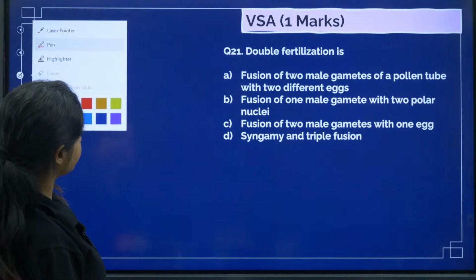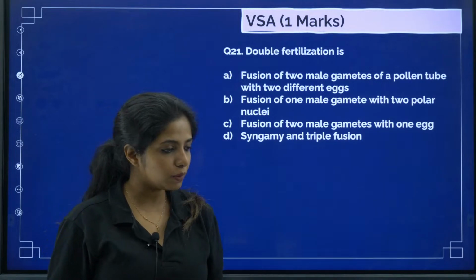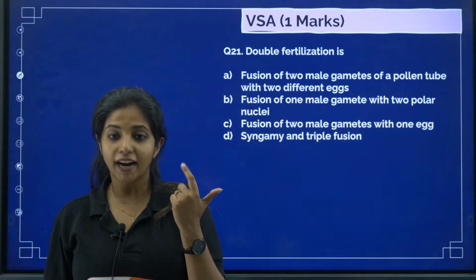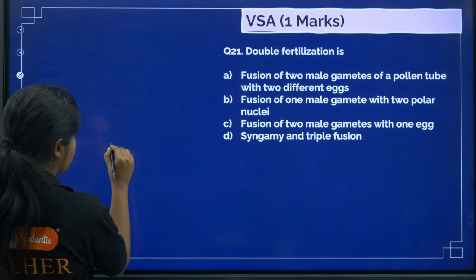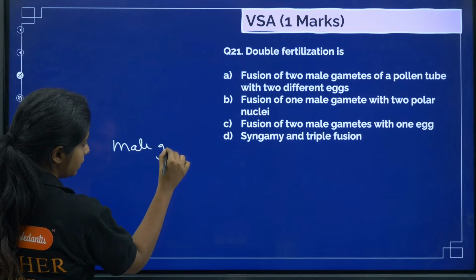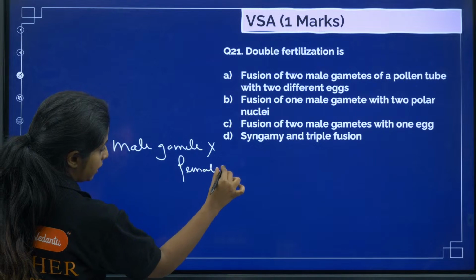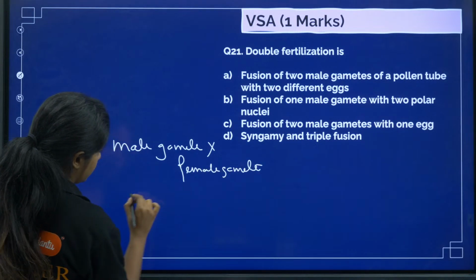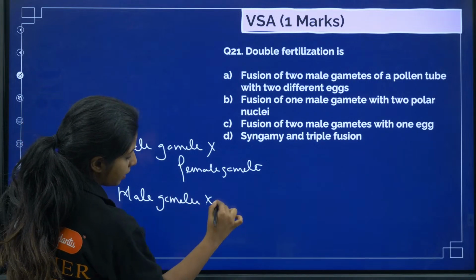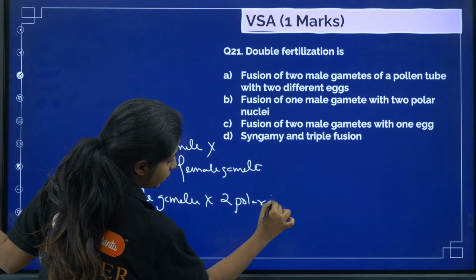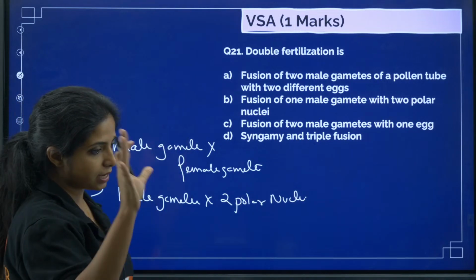Welcome. Now, 21st question. Double fertilization is what? What do you mean by double fertilization? Chalo, bacha log. I told you already. What do you mean by double fertilization? Okay, I'll give you one clue. Male gamete into female gamete. Male gamete and the two polar nuclei. This is the hint that I can give. Now you guess the rest.